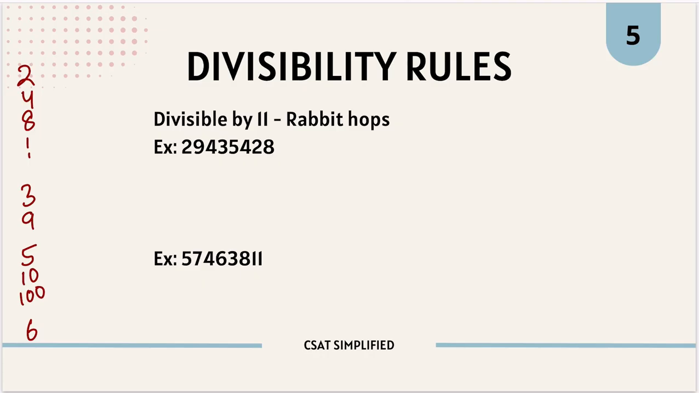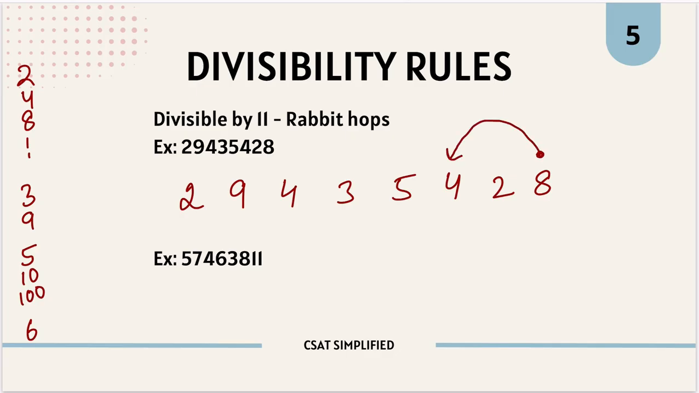Now moving on to the 11 one. This is an interesting one. In the divisibility by 11, you have to do rabbit hops. What are rabbit hops? You just write down a number: 2, 9, 4, 3, 5, 4, 2, 8. How does a rabbit hop? Rather than going from one digit to the next, we jump over another number. Suppose I start from here. Rather than going from 8 to 2, I do an alternate jump and reach 4. From here, I do another jump to 3, another jump to 9.